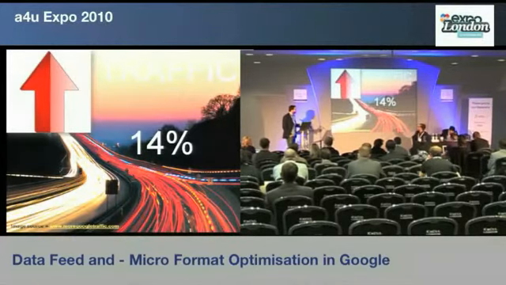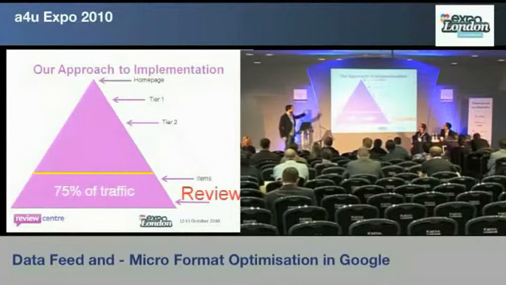What happened next was very interesting. So across the set of item pages that we rolled out rich snippets to, immediately afterwards, we saw a traffic increase of about 14% to those pages. So we thought, wow, that's great. Let's do a bit more of that. So we then decided to roll out rich snippets to the next tier within our site, which is all our individual review pages.